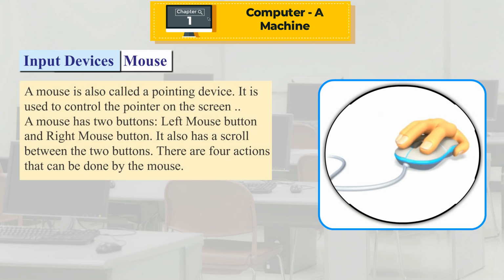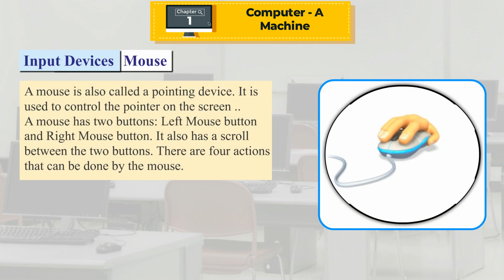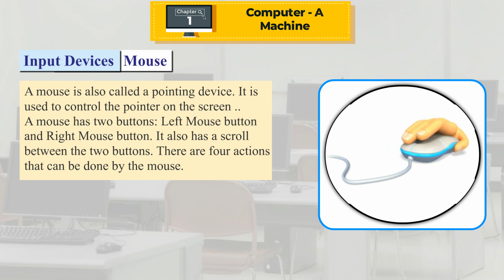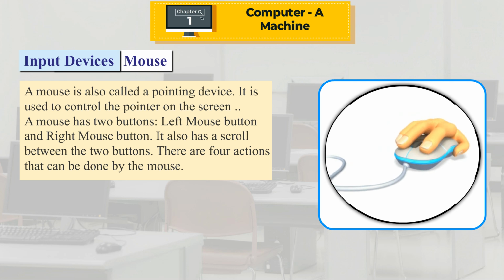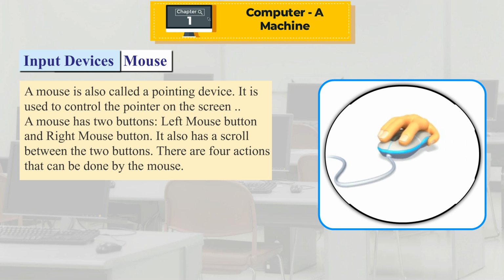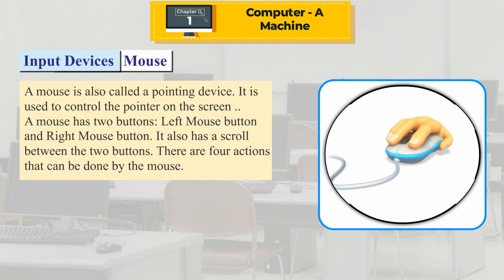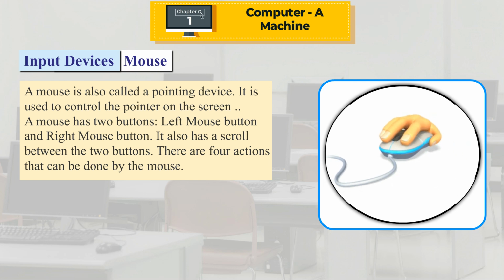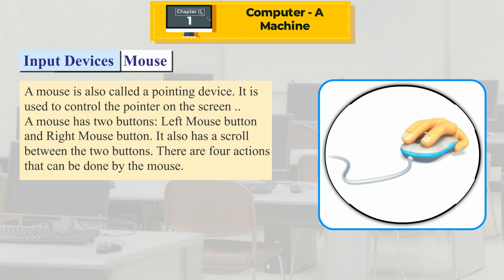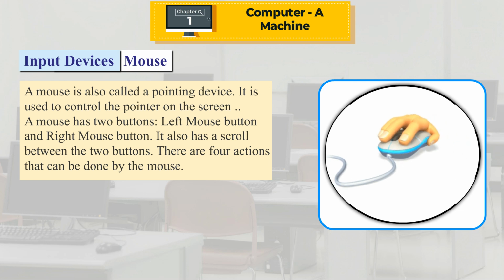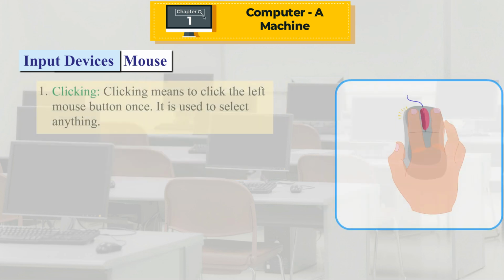Mouse. A mouse is also called a pointing device. It is used to control the pointer on the screen. A mouse has 2 buttons, left mouse button and right mouse button. It also has a scroll between the 2 buttons. There are 4 actions that can be done by the mouse.